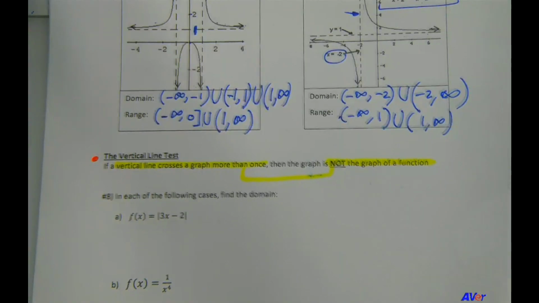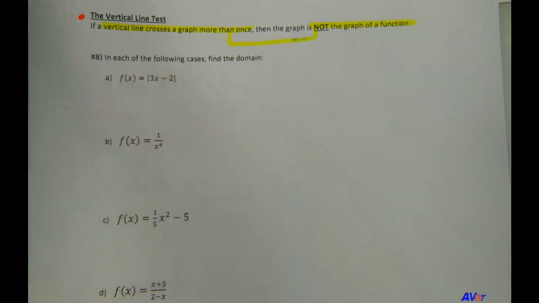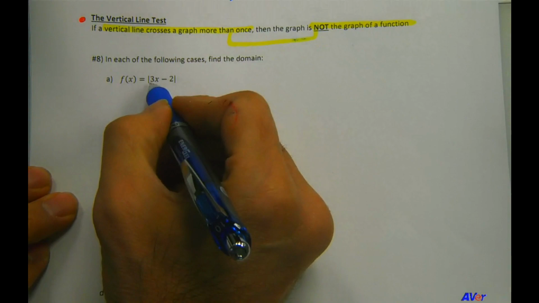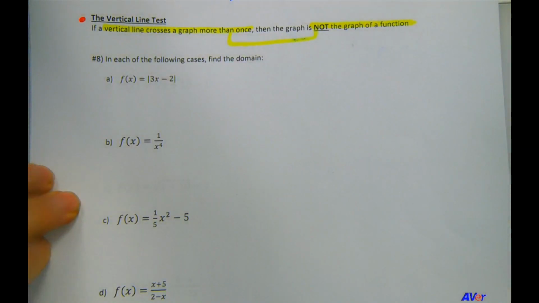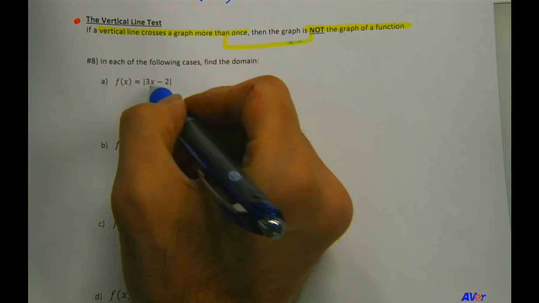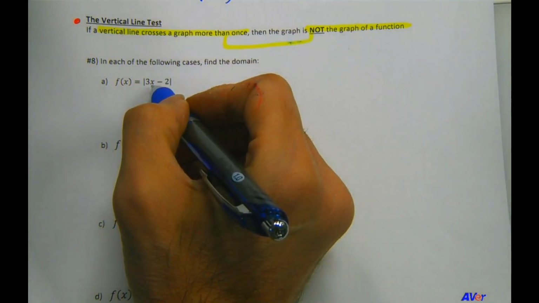Okay, so next it says in each of the following cases, find the domain. All right? So look at this function. Is there any value that x cannot take? So when you talk about domain, always think about, is there any value that x cannot take? Because if there is such value, you need to exclude it, and everything else that remains is the domain of the function.